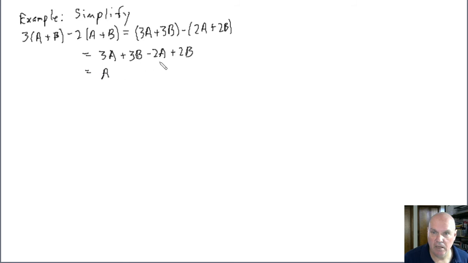Or finally, 3a minus 2a is a, and 3b plus, did I do that? This should have been a minus. And then 3b minus 2b is b as well. So just a simple example to illustrate the concepts. Okay, let's move on to the final basic definition in this section.